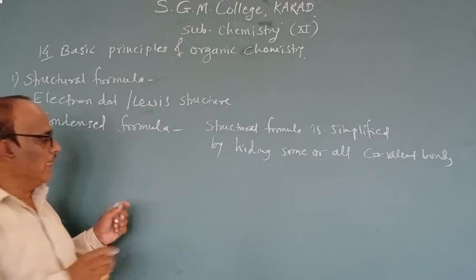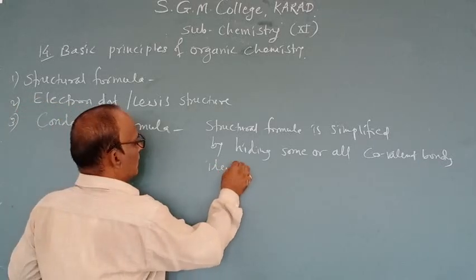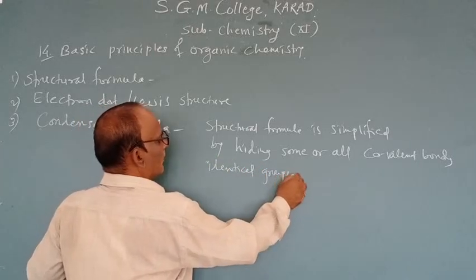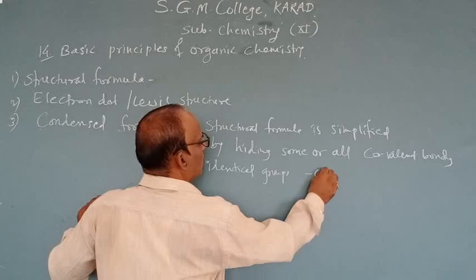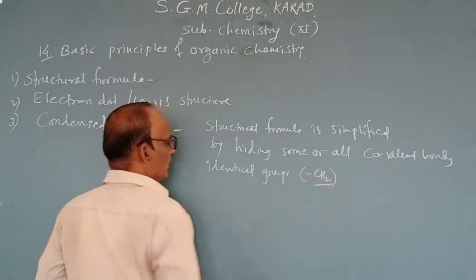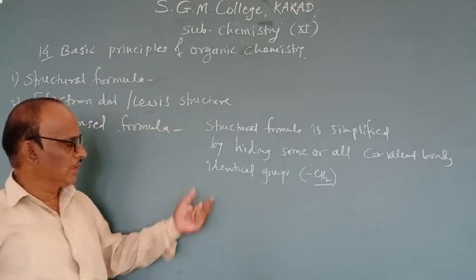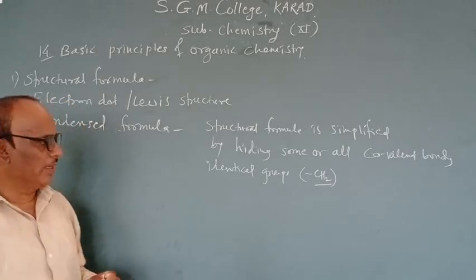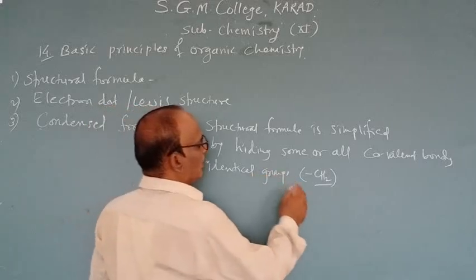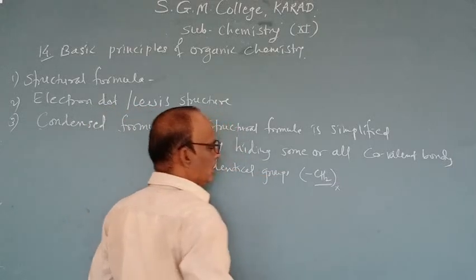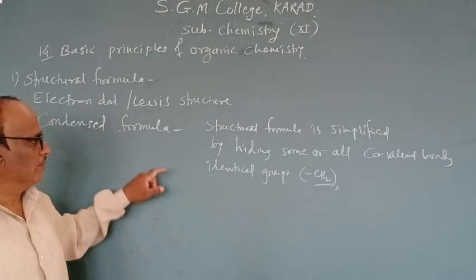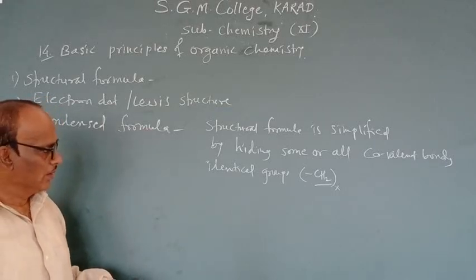And if identical groups are present, like the CH2 methylene group in the structural formula, these identical groups are taken in one bracket, and the number of these identical groups is written as a subscript. In this way we can write the condensed formula from the structural formula.